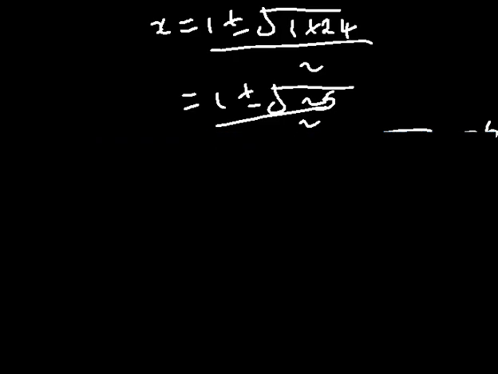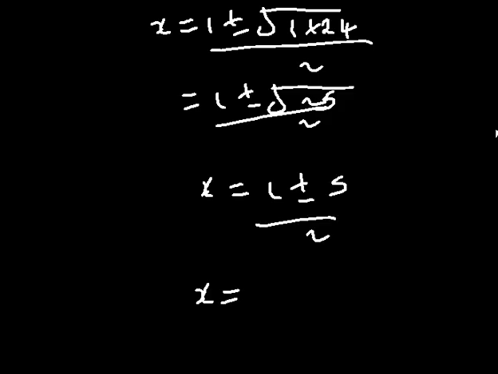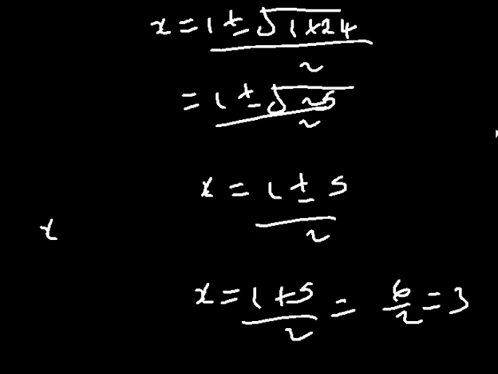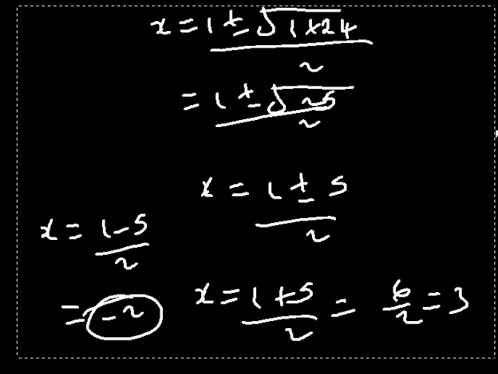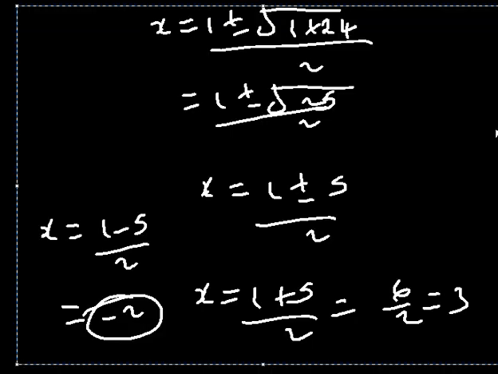Then we can have x is equal to 1 plus or minus 5 divided by 2. Now this is the same as having 1 plus 5 divided by 2, that is 6 divided by 2, which is 3, or x is equal to 1 minus 5 divided by 2, which is the same as negative 2. So these are the solutions using the quadratic formula.